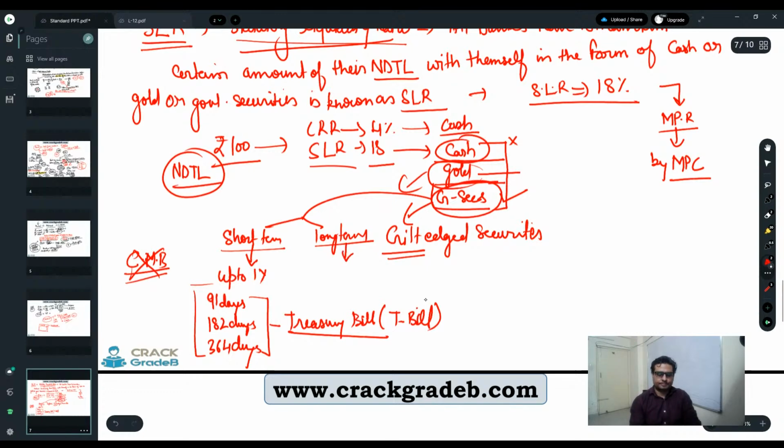When it is about the long term, from 1 year to 40 years. So they can have a maturity of 40 years also, or a minimum of 1 year, and they are known as bonds, or properly they will be known as government bonds, right? So they will be considered as government securities.